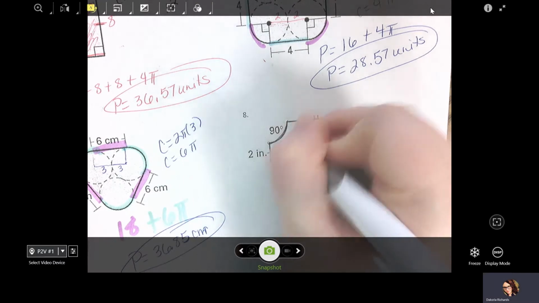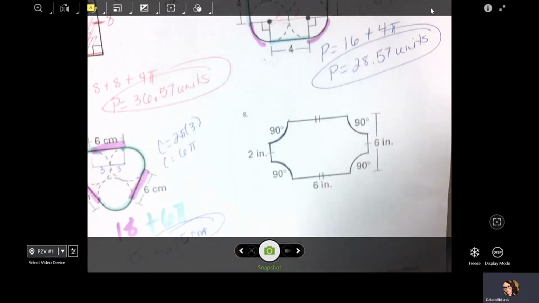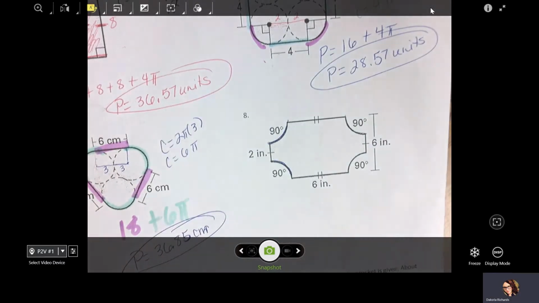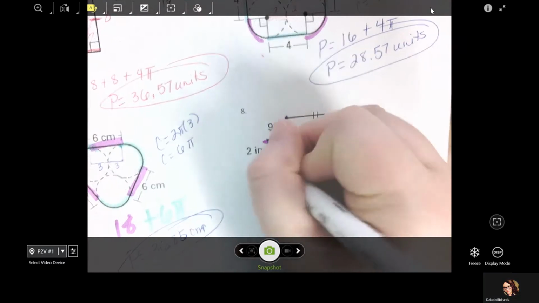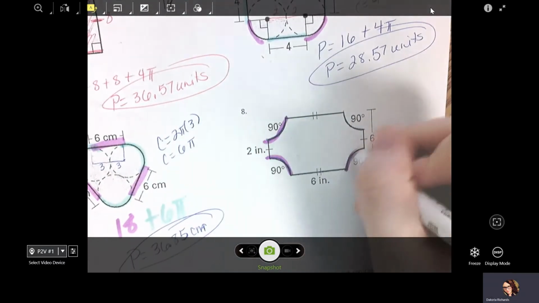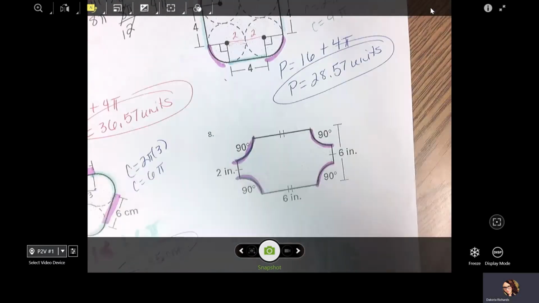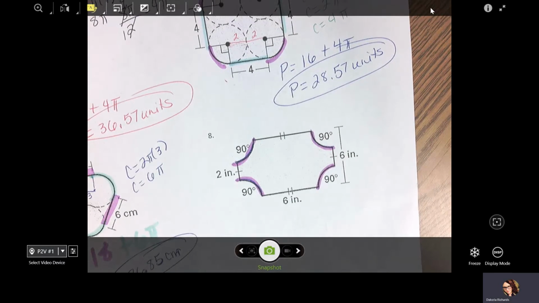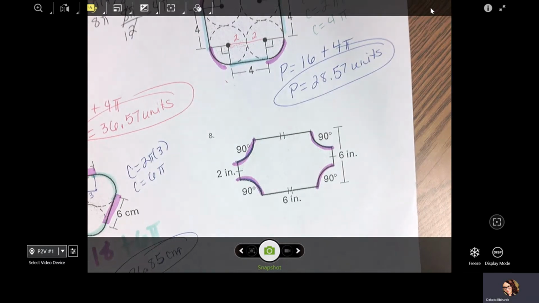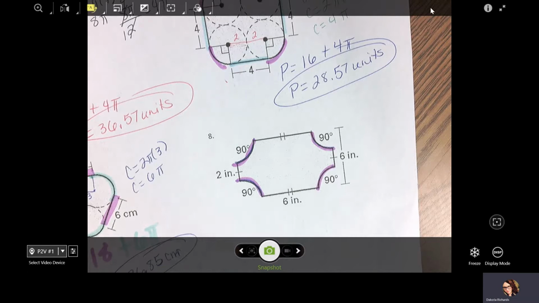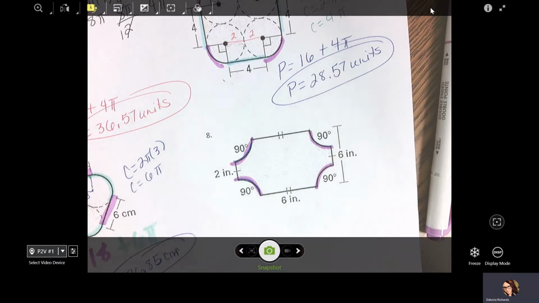Guess what these make? A circle. Even though it's kind of inverted, you're still looking at length. You're not looking at area. You're looking at length, the distance around this figure. So when you put all of those together, that makes a big circle. What do you think the radius of that circle is?